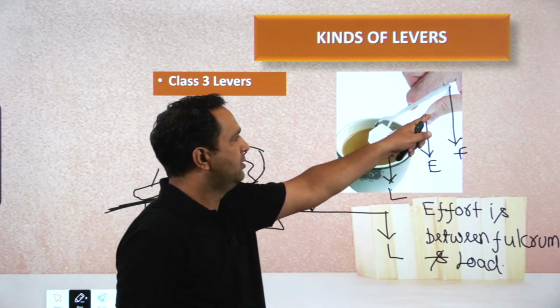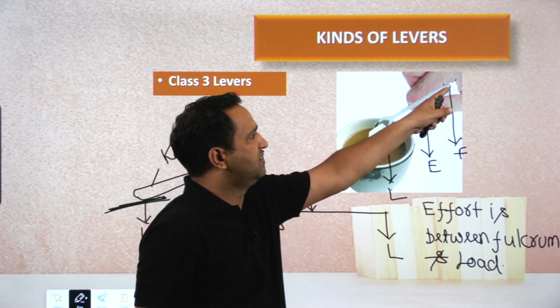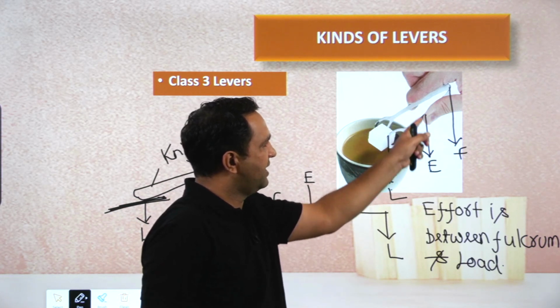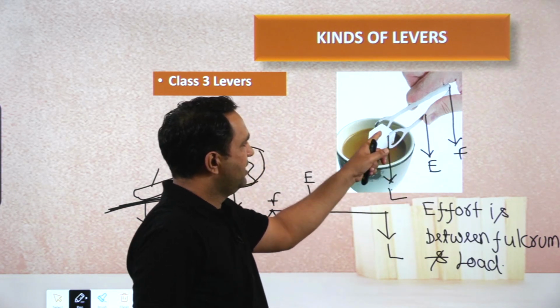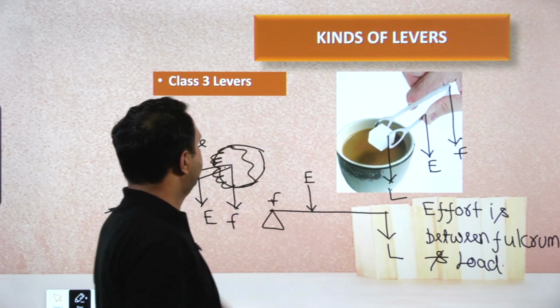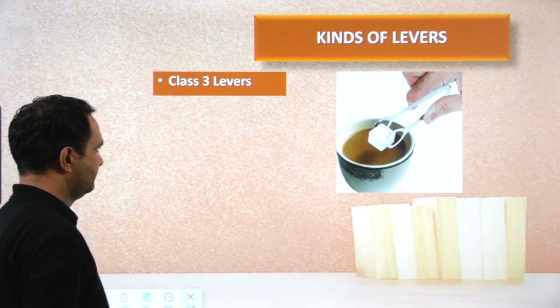As I showed here, this is the point where this is fixed, so this will be the fulcrum. We are applying effort from this side, means effort is in between, and load is here. This is the sugar tongue, load is here. Okay.